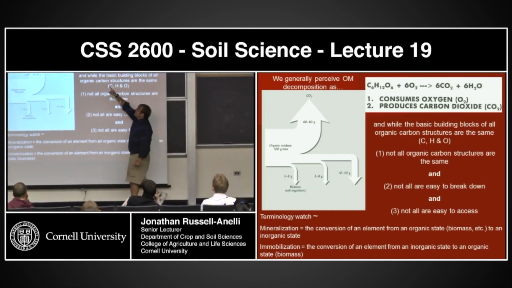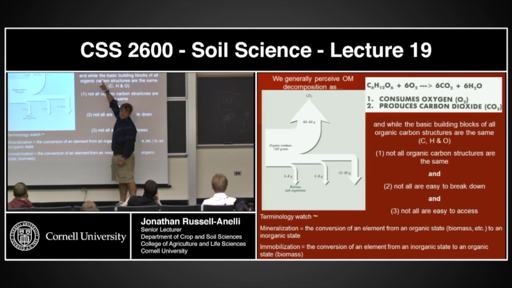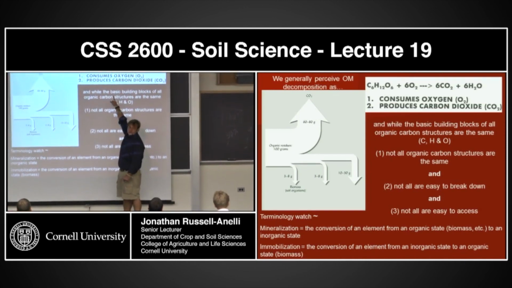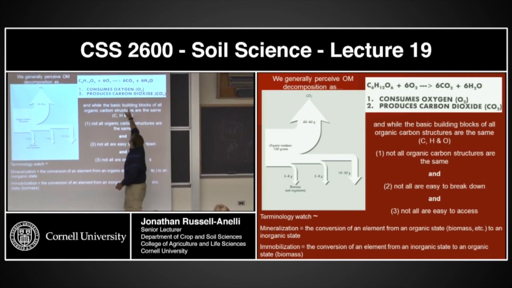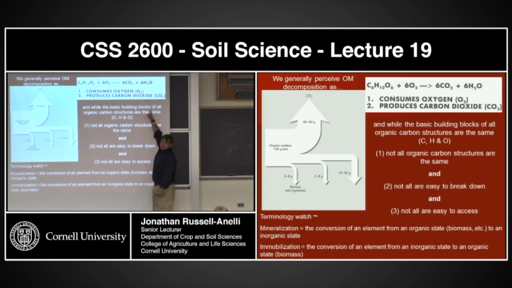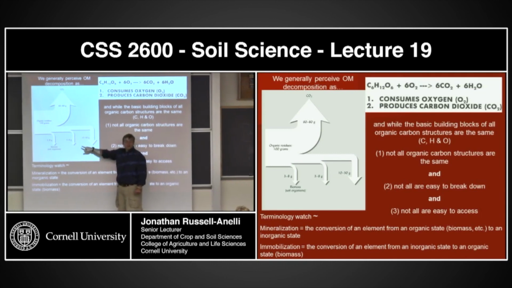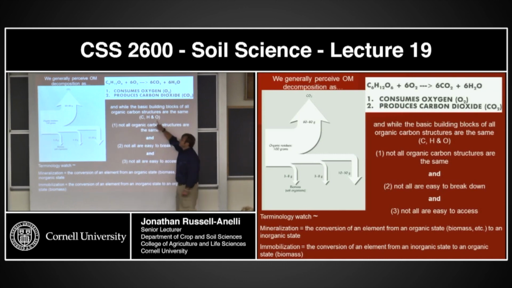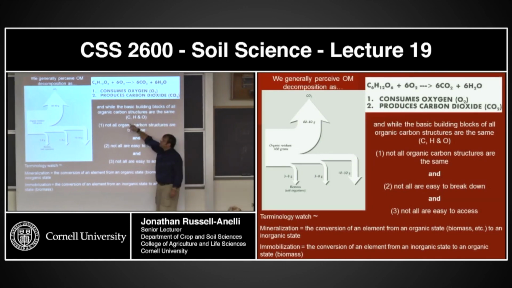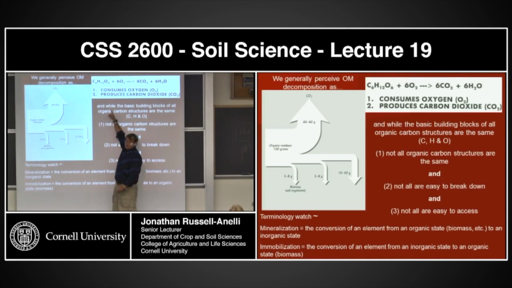Decomposition is basically taking organic matter, C6H12O6, representative organic matter, plus oxygen. This is respiration in oxygen, okay, converting into CO2 and water. Okay? Now, from that process, you get energy, but the reality is, from that process, you're also getting biomass and other wastes, not just CO2 and water. Okay? While the active building blocks of the organic carbon is CHO, and hence that's why we use this C6H12O6, not all the organic carbon structures are the same, and not all are easy to break down, and not all are easy to access.